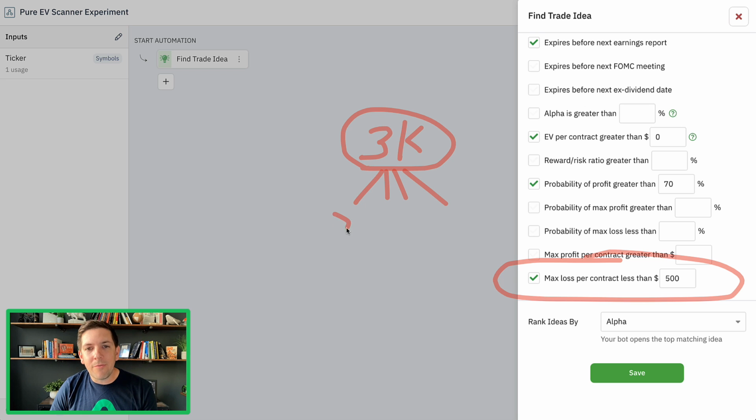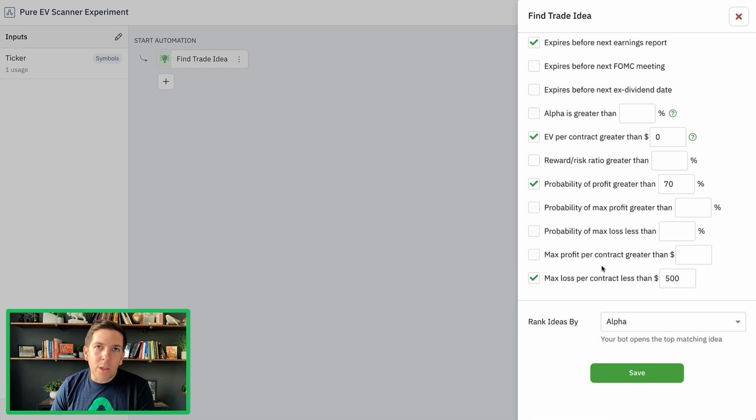And so I want to have $500 here, right? And then $500 for another trade and $500 for another trade. So that's one of the ways in which I'm using this to increase the frequency of small positions that I can get into. The last thing that we did here is we ranked everything by alpha.